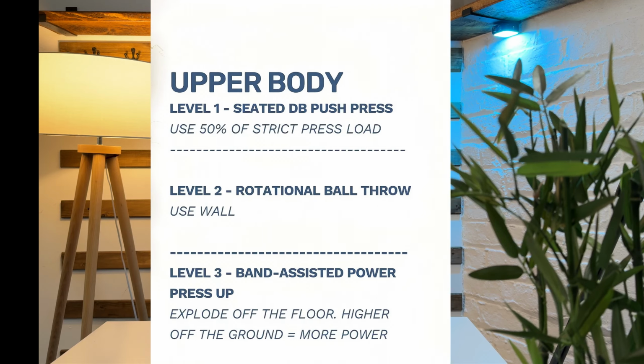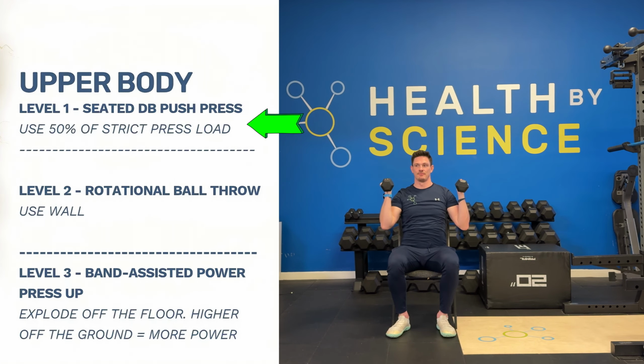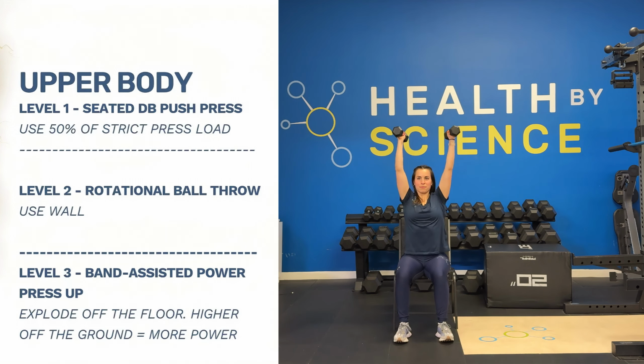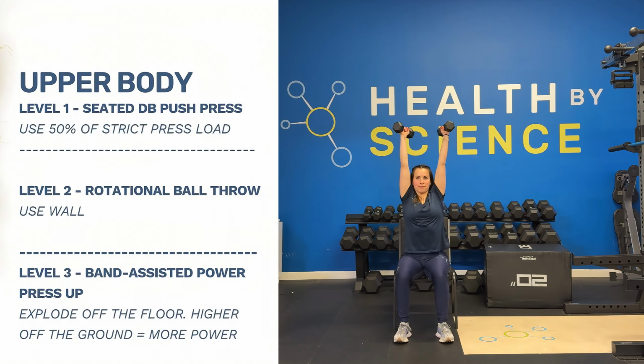When it comes to our upper body, 3 examples we've got here: our level 1 would be a seated push press. Seated because this is our frailer category, so they are not having to balance and stand where falls may be an issue. We can do it from a seated position and work on upper body power. We would use a weight that is roughly half of what they would be able to strict press. For example, if they're able to press 5 kilo dumbbells overhead, we would use 2.5s and try and move them as quick as we can.